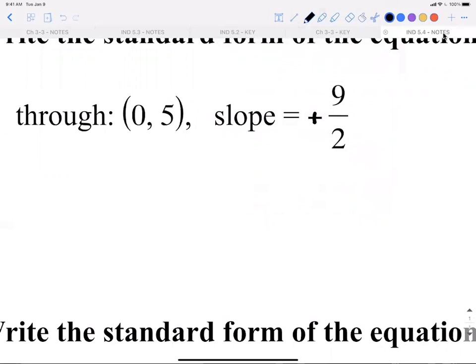So we have a line going through (0, 5) with a slope of positive 9/2. And again, you have two options here, and I don't know how you guys did it yesterday. You can either start in point slope form because you're given a point and a slope, or you can find your own b and then start in y equals mx plus b. It doesn't matter. I'm going to go ahead and start in point slope form, but either way, we'll get the same answer. Okay, so point slope form is y minus my given y equals my slope times x minus my given x.